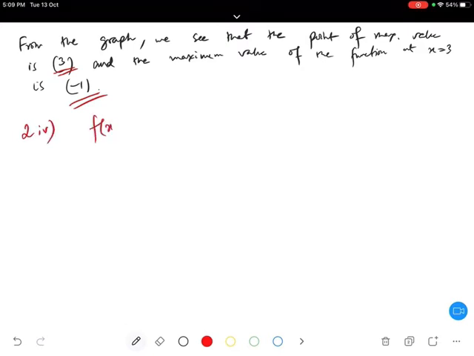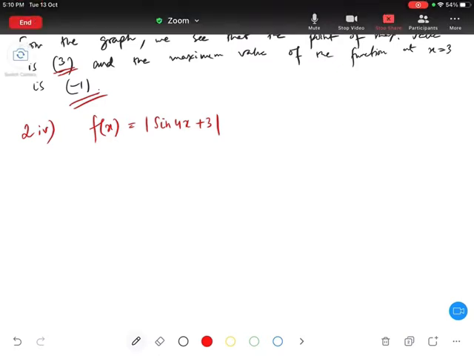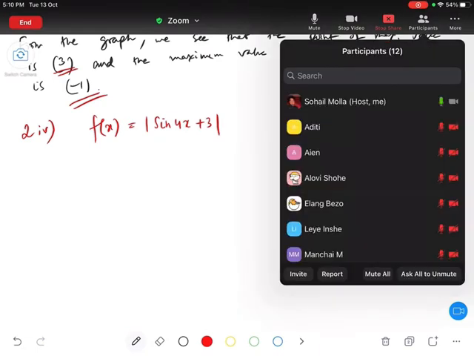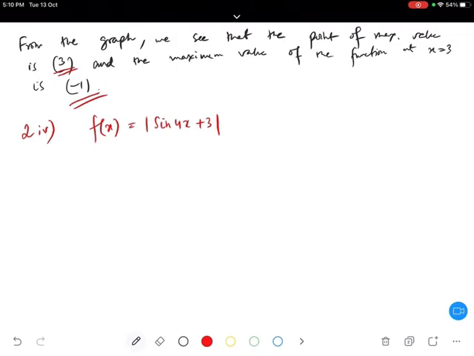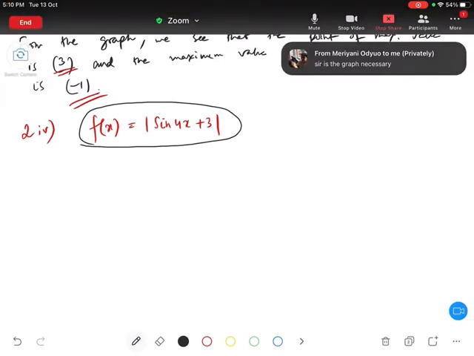So here, the function is equal to mod of sine 4x plus 3. Now, this question I will try to approach in a different way. I cannot draw the diagram for this one. Yes, we can draw the diagram, but it will be too confusing. How? Look at here. For this function, there is one part of the function whose maximum and minimum value I know.